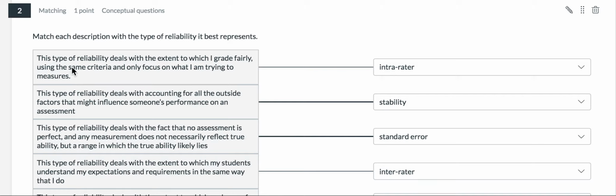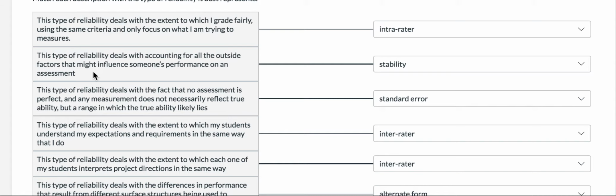The first one, this type of reliability deals with the extent to which I grade fairly, using the same criteria and only focus on what I am trying to measure, is an intra-rater issue. Again, this is the extent to which a single grader, me, is consistent with myself.